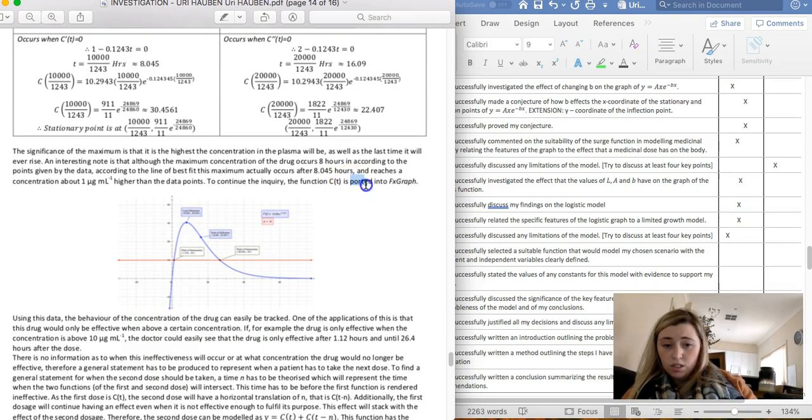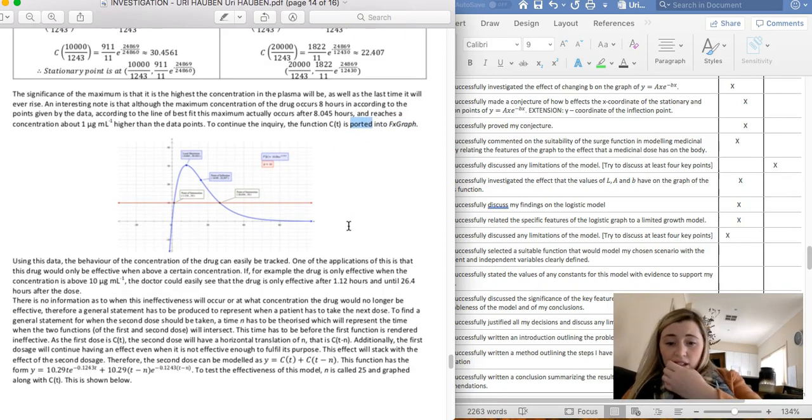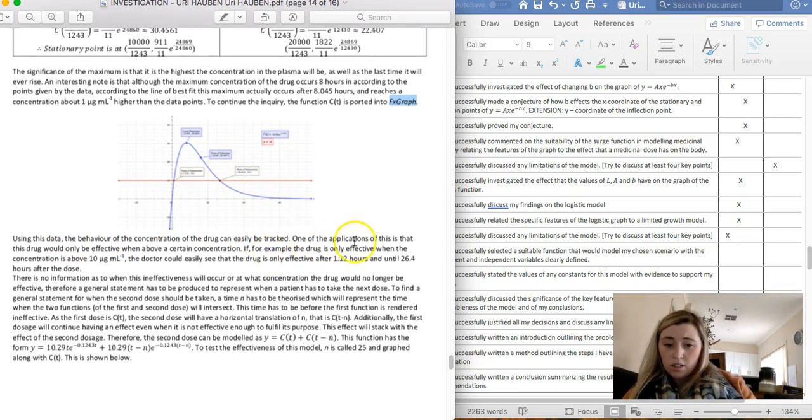Is ported into, is that the right word? So to continue the inquiry, why have you put it in an f(x) graph? What's the difference? What else is it going to show us? The behavior and concentration of the drug can easily be tracked.